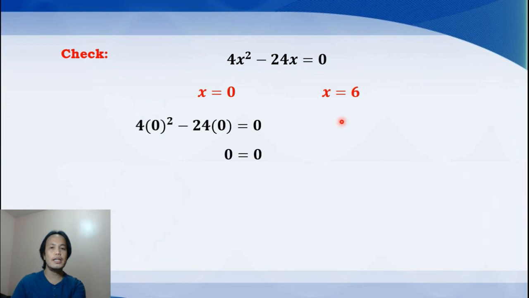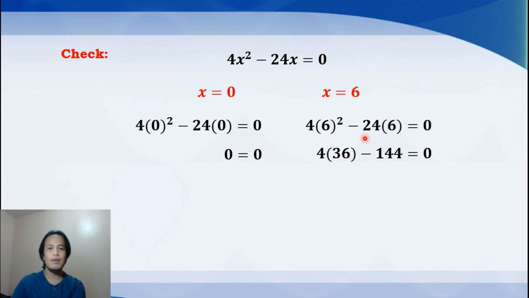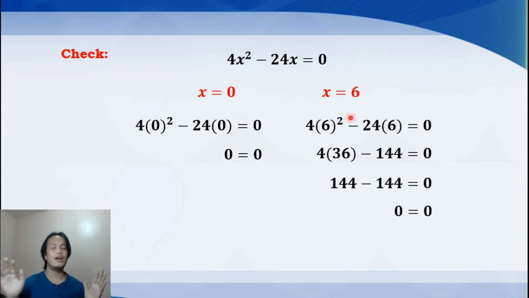Now let's proceed to the next value, which is x equals 6. Substitute this one into our quadratic equation. We have 4 times our x, which is 6, raised to 2, copy minus 24, then our x is 6, equals 0. 6 squared is 36. We copy 4. Then negative 24 times 6 is negative 144, equals 0. Then 4 times 36 is 144, minus 144, that is 0, equals 0. Therefore, 0 and 6 are correct.